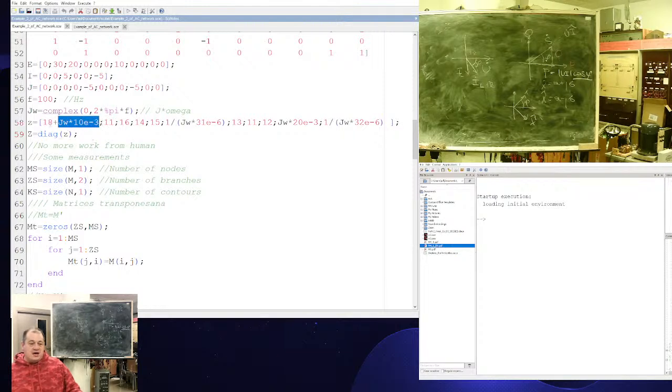Multiplied. Here I have omega multiplied by 10 millihenries. Here I have a capacitance of 31 microfarad. Here I have 20 millihenries, 32 microfarad. As you see, at the moment I have what I did: I have defined this complex frequency j omega. Everything goes extremely well because in SciLab I can use math equations inside array definitions.